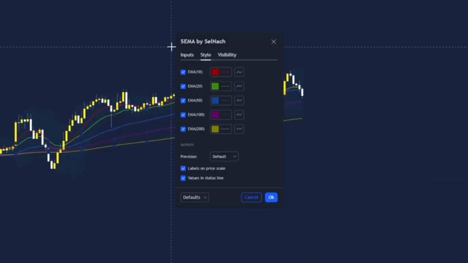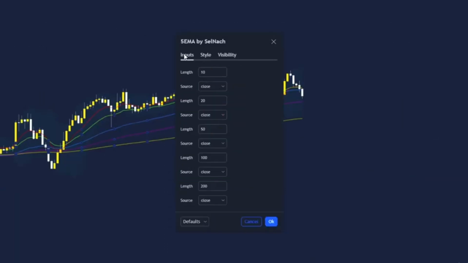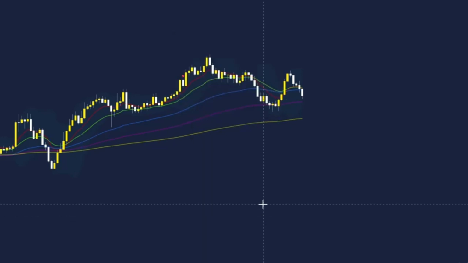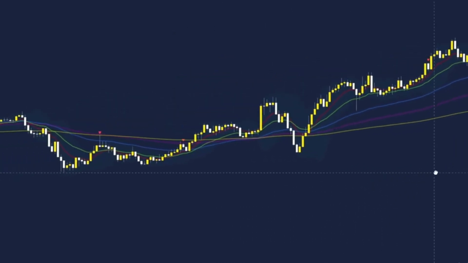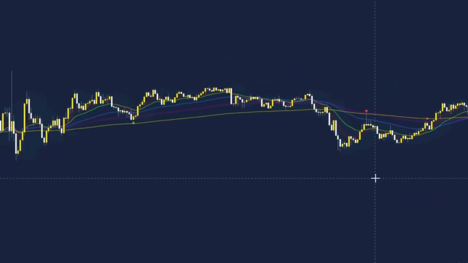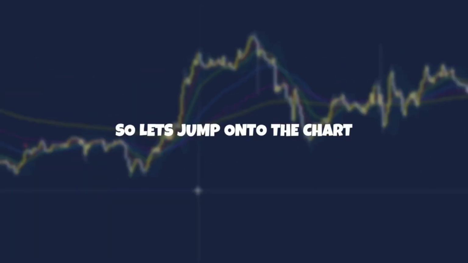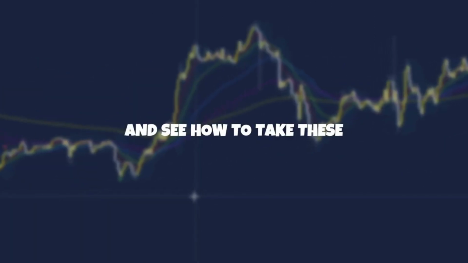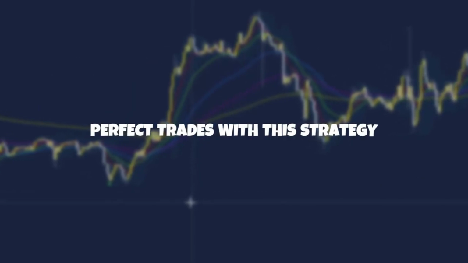For the EMA indicator, keep all settings the same besides the first exponential moving average. Let's change the length value of that to 9. And now that's all of the settings sorted. We can already see on the chart that it is much clearer and the strategy is predicting trades much better. So let's jump onto the chart and see how to take these perfect trades with this strategy.